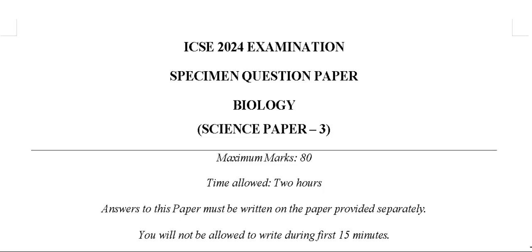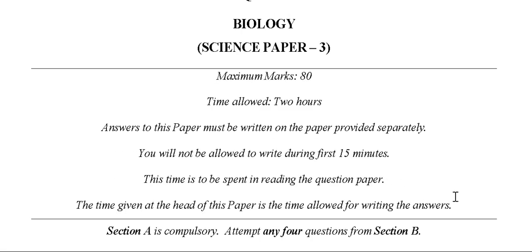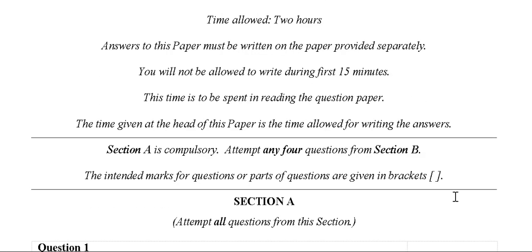Hello students, in this video today I'll be talking about the ICSE specimen paper for the 2024 board exam. There are two sections in this question paper, section A and section B, and in this video I'll be discussing mainly section A. Section A is a compulsory section, whereas in section B, we need to attempt any four questions out of six.